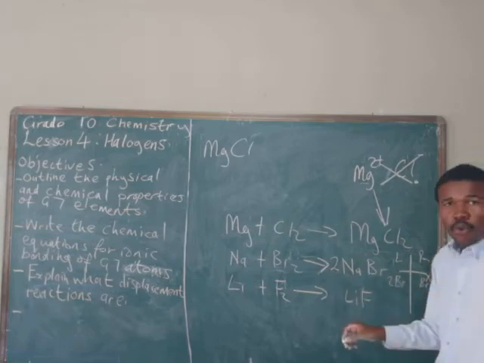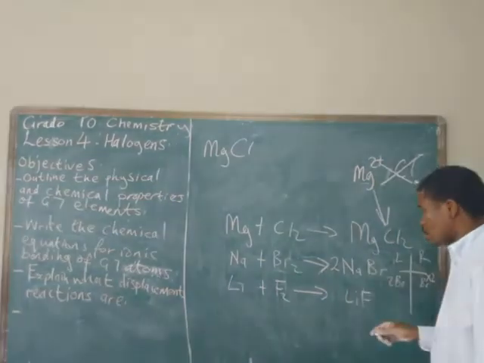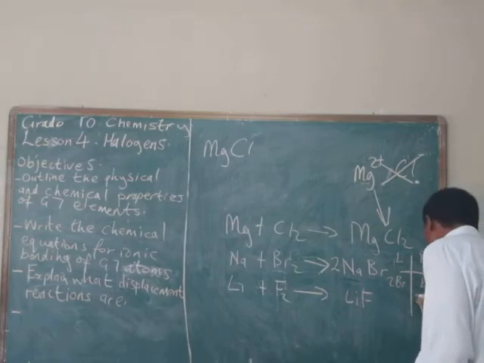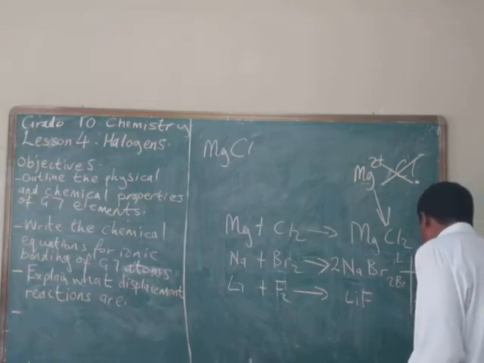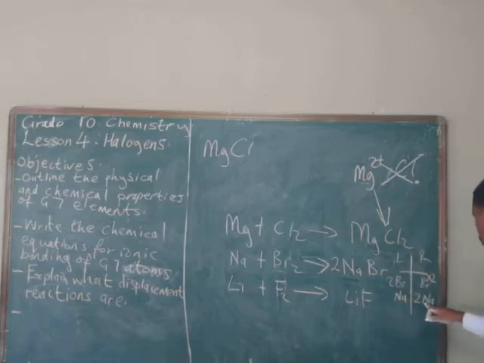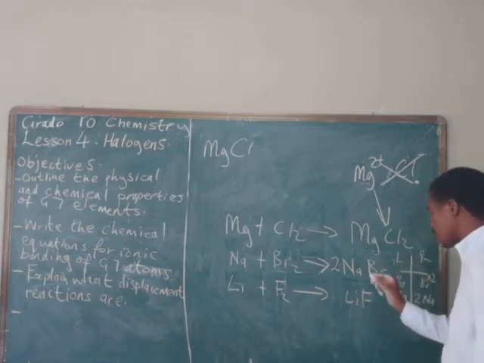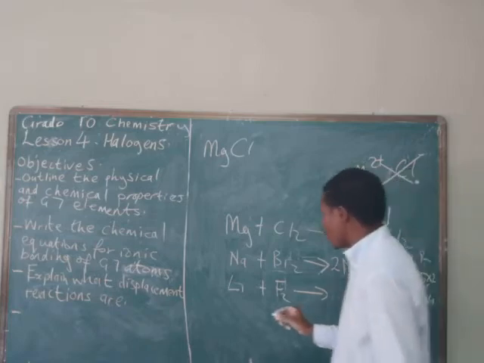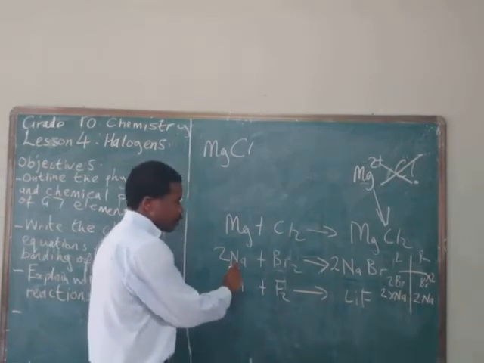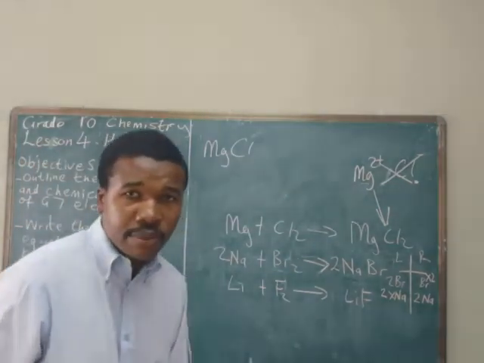But observe, we now have 2 sodiums, whereas this side we have 1 sodium. So we have to balance the equation again, for what? For sodium, because now we have 2 Na at this side, and this side we only have 1 sodium. So again we have to multiply the sodium on the left side by 2. And we come to this side and place the 2 here. So we now have 2 sodium plus bromine to produce 2 molecules of sodium bromide.